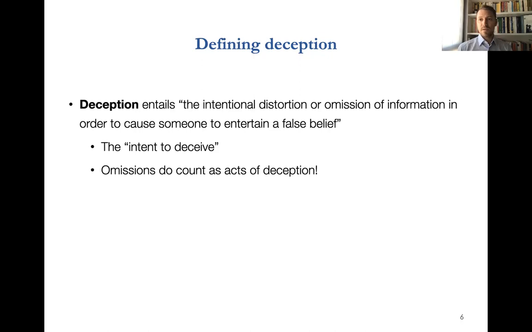Secondly, deception can also be performed through omissions. So we can, for example, leave out details from an explanation in order to cause someone to entertain a false belief. And under this definition, this also counts as an instance of deception. So we can deceive with acts and we can deceive with omissions.